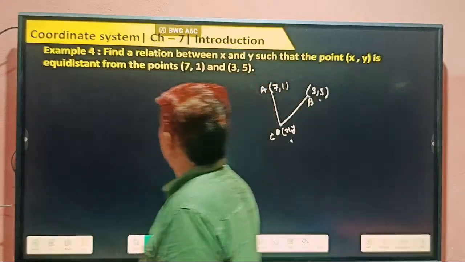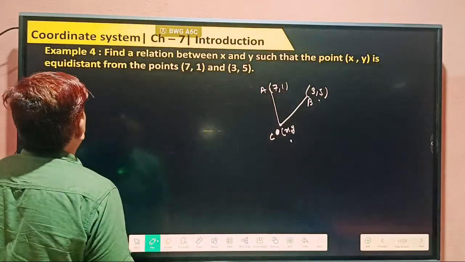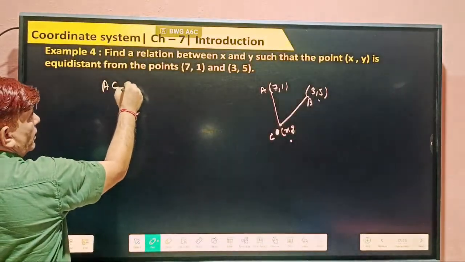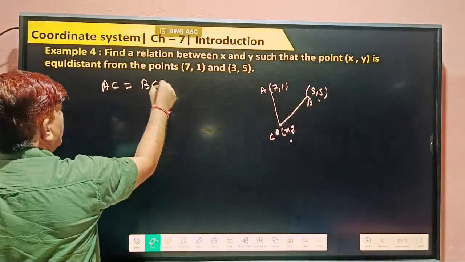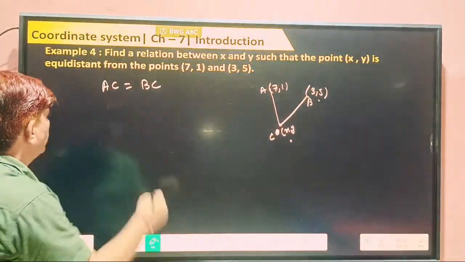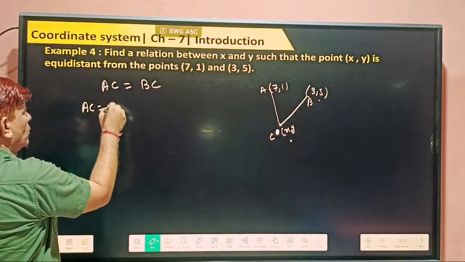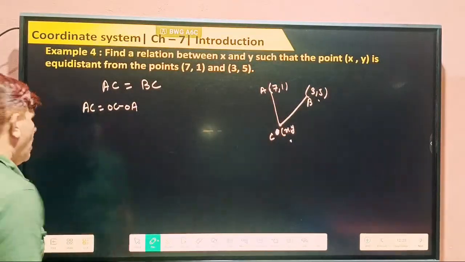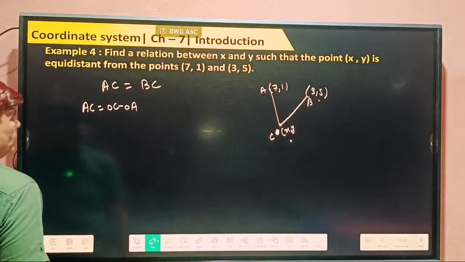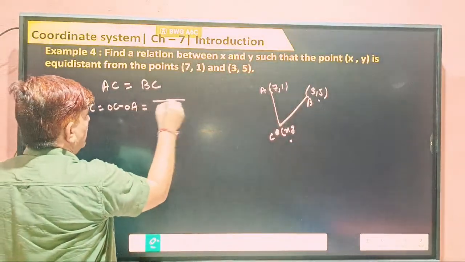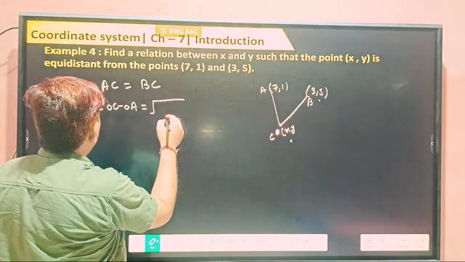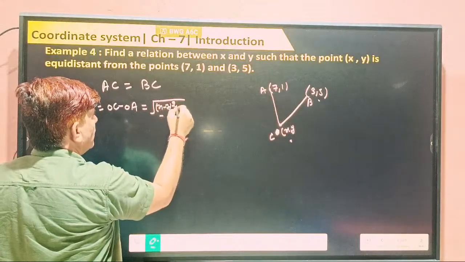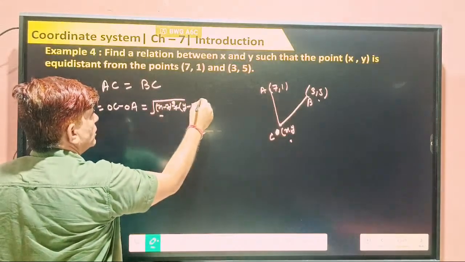So here, given, you have to find out the relation, and what's given? AC equals BC. So what can you say? AC equals OC minus OA. So what is OC? OC means under the root x minus 7 whole square plus y minus 1 whole square.